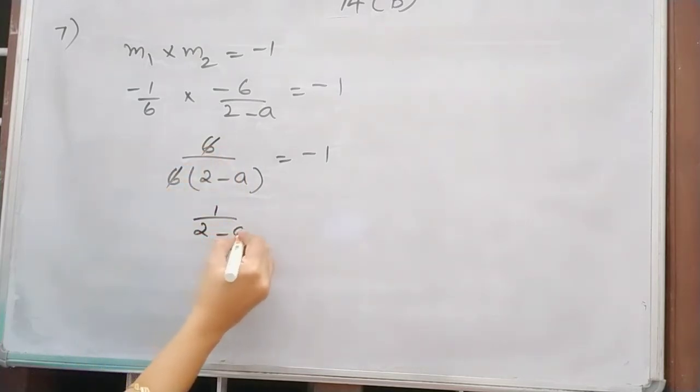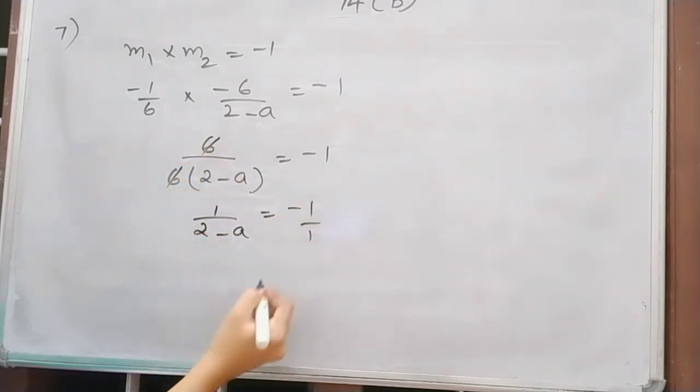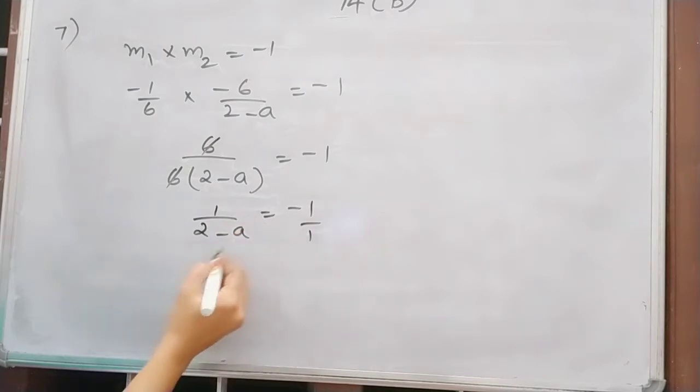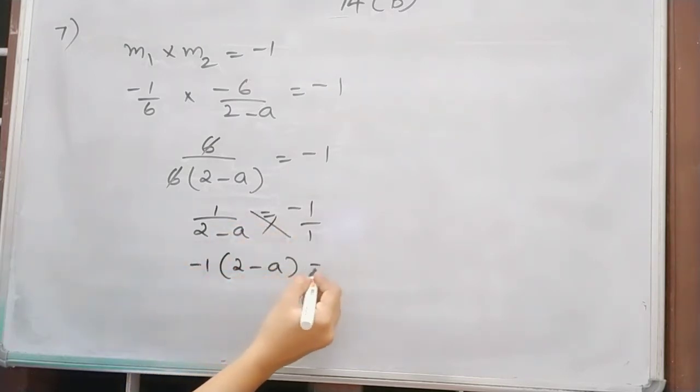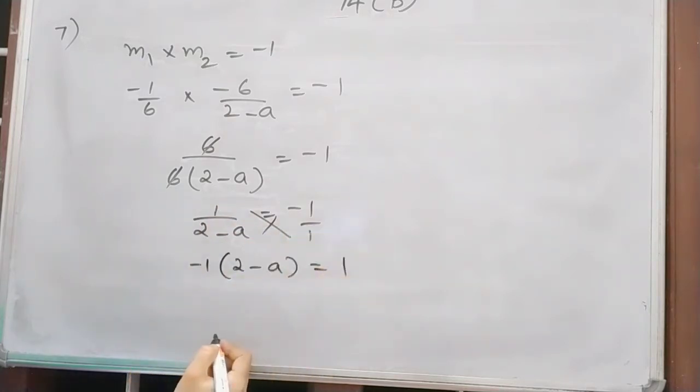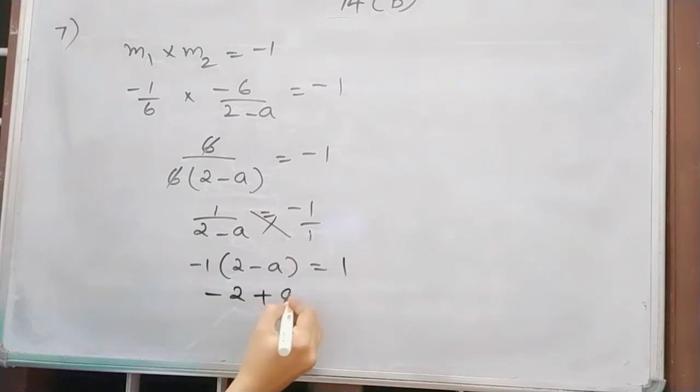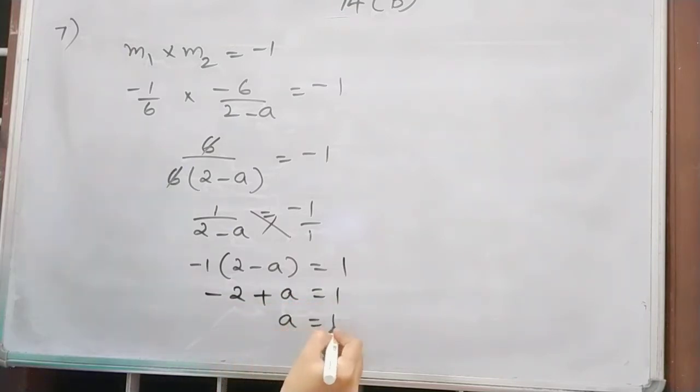1 divided by 2 minus a is equal to negative 1. Negative 1 can be written as negative 1 by 1, then cross multiply. So negative 1 into 2 minus a is equal to 1 into 1, 1. Then change the bracket, negative 2 plus a is equal to 1. So positive a is equal to 1 plus 2, that is a is equal to 3. Okay.